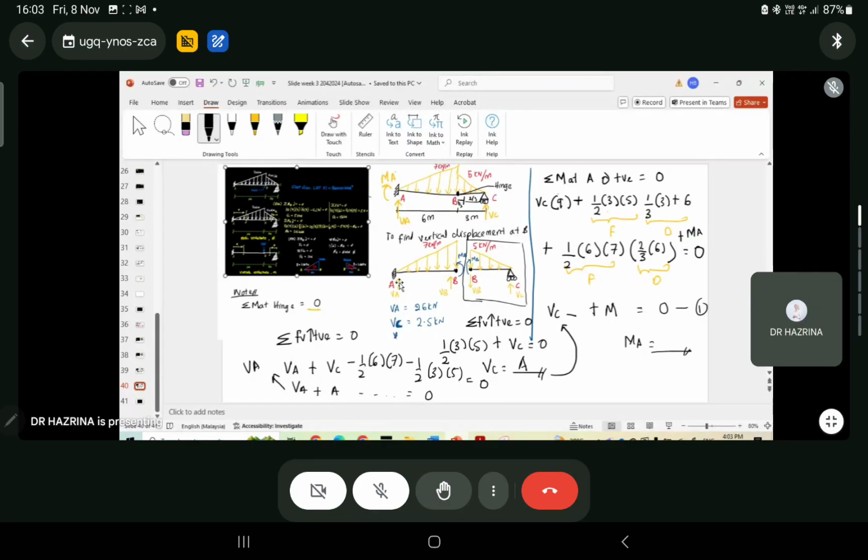Faham ke? Faham? So you dah dapat VC. So bila dapat VC, you boleh kira what is your VB. So daripada VB, you transferkan kat sini and then bila you nak kira MA tu, tapi dalam case ni, kita dah dapat all kita punya value. Dah dapat, maksudnya bila you kira VC sini, you akan guna equation daripada C sampai ke A.